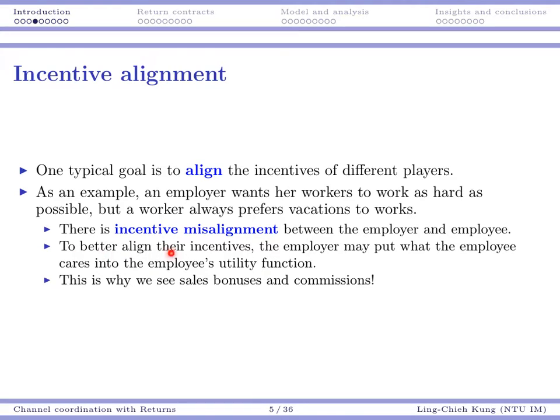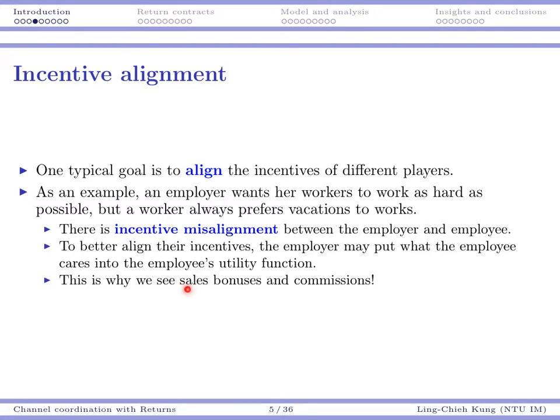To better align their incentives, the employer must put something that can induce the employee to work hard into the employee's utility function. Basically, the employee only cares about the payment, right? As long as you pay, the employee cares nothing about his effort as part of the employer's profit. If the employee works hard, the company can earn a lot of money. But if all that money is taken by the employer, then the employee has no incentive to work hard.